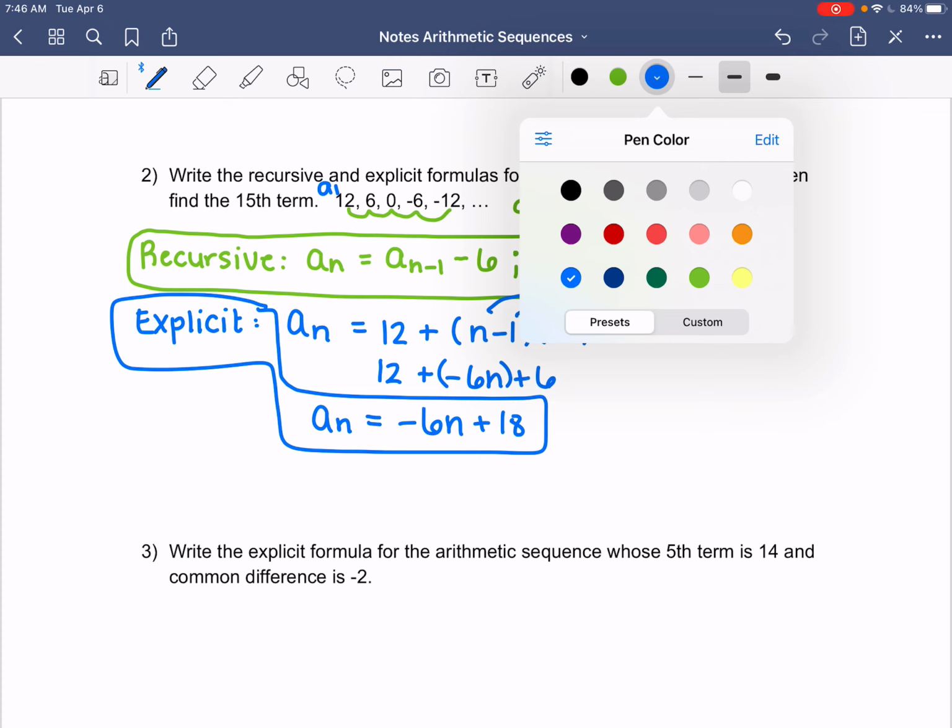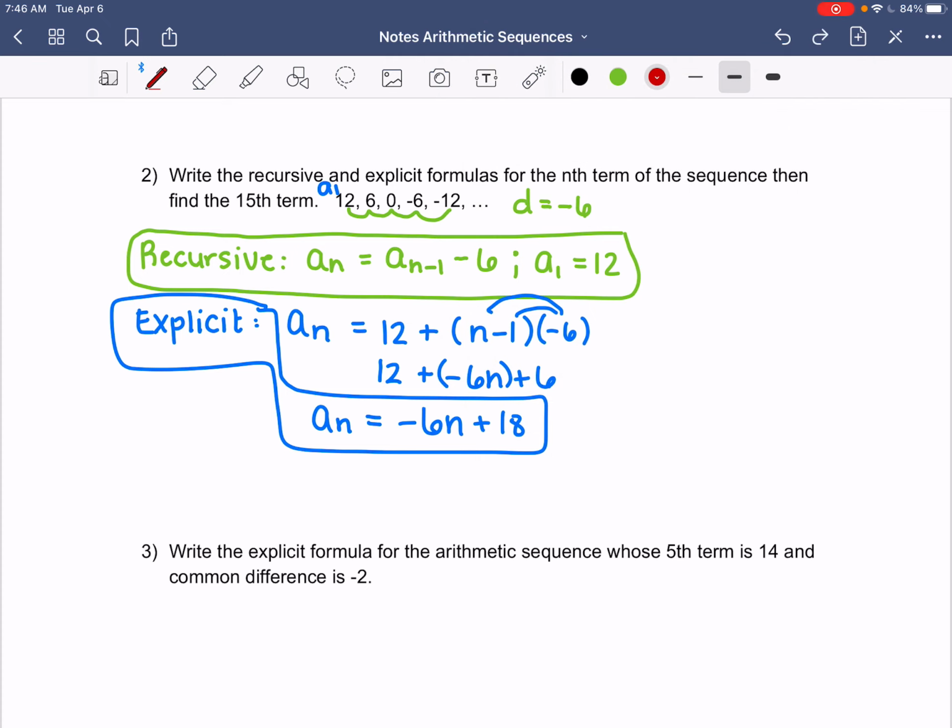Then the last thing we have to find is our 15th term. So remember, to use the recursive formula, I would need to know the 14th term, and then the 13th, 12th, and 11th, all the way back to the first term. But for the explicit rule, if you want to find the 15th term, you just plug in 15 for your n. Hypothetically speaking, if this said the 21st term, I would plug in 21 here. If it said the 100th, I would plug in 100 there. So it just depends which number it says.